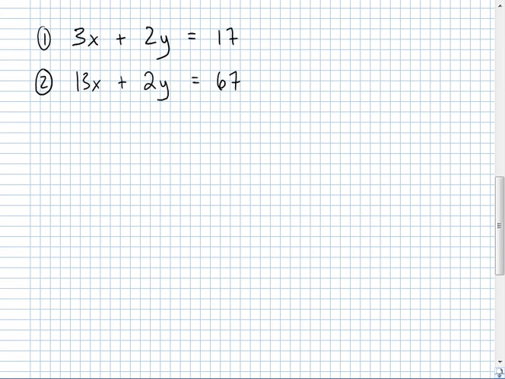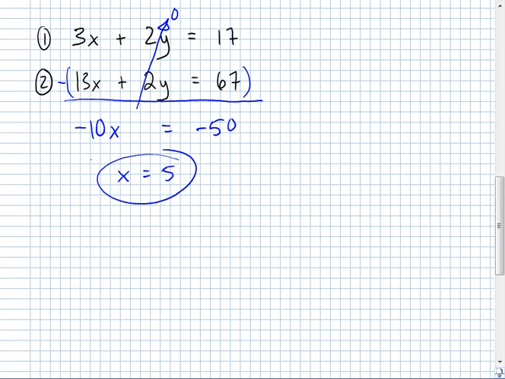All right, so we are going to subtract equation 2 from equation 1. So we're going to go 3x minus 13x is negative 10x. 2y minus 2y is just 0. And then 17 minus 67 is negative 50. So then we just solve for x by dividing everything by negative 10, and we get x equals 5.